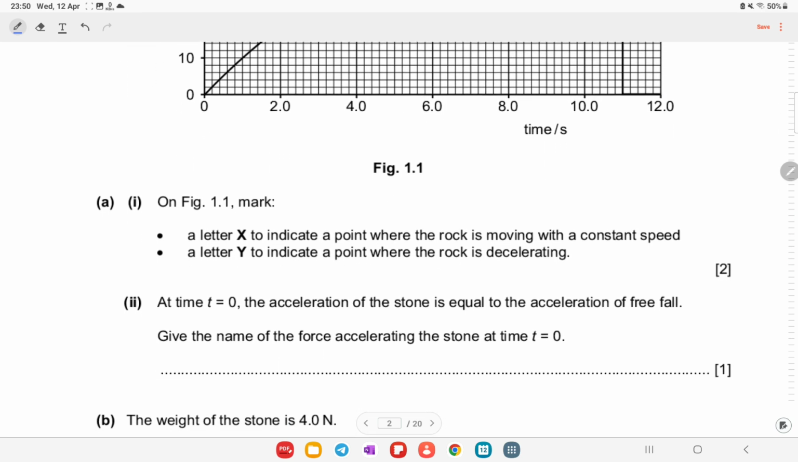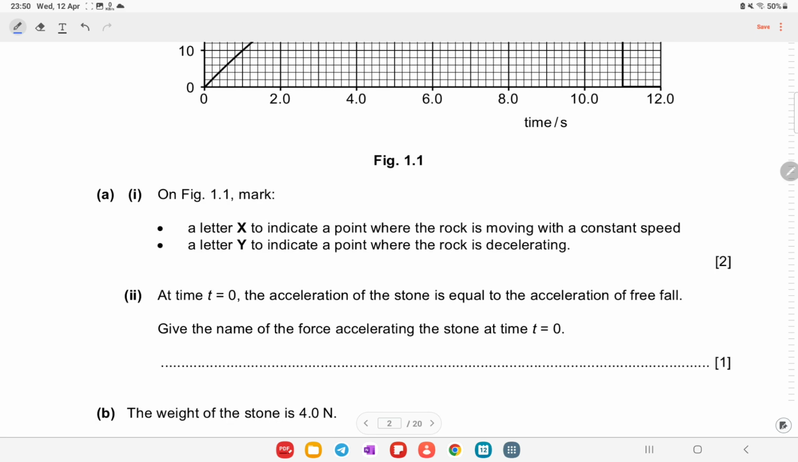At time t equals 0, the acceleration of the stone is equal to the acceleration of free fall. Give the name of the force accelerating the stone at time equals 0. So at this point the force which is acting on the object is going to be the weight of the object.